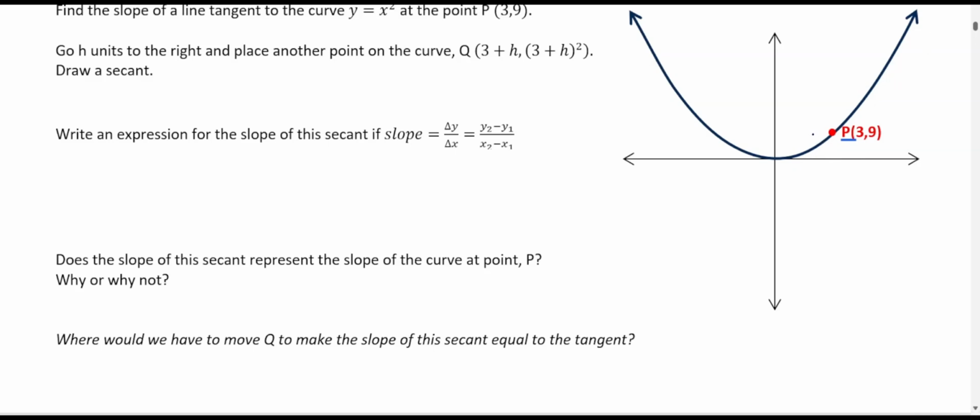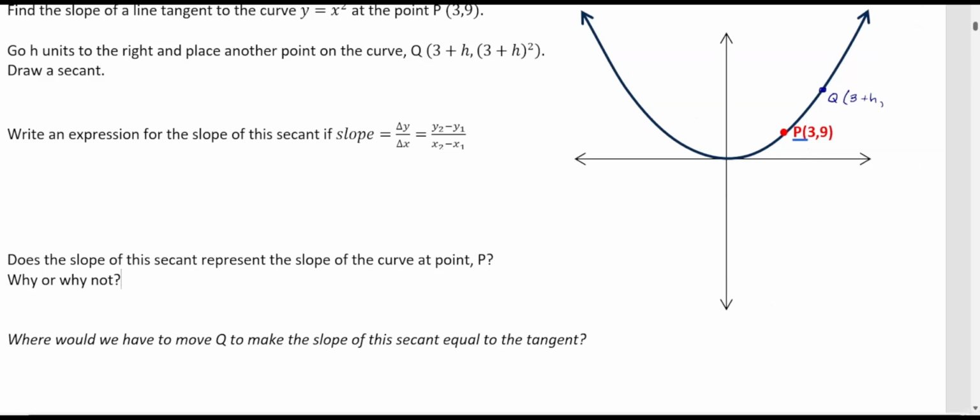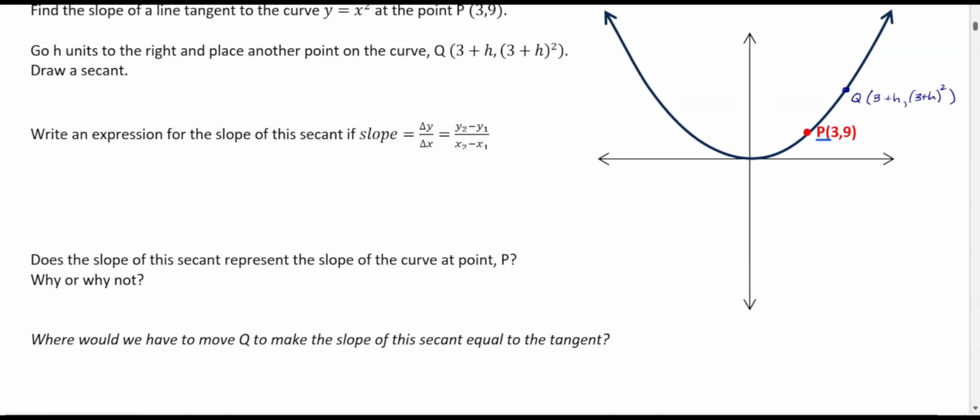So what I'm going to do is go h units to the right and place another point here. And this is my point Q. If I'm going h units to the right, then my x value is 3 plus h. And if my y value is equal to x squared, and my x value is 3 plus h, well then my y value should just be (3 plus h) squared. All right, so that's my point Q by going a little bit, h units, to the right.